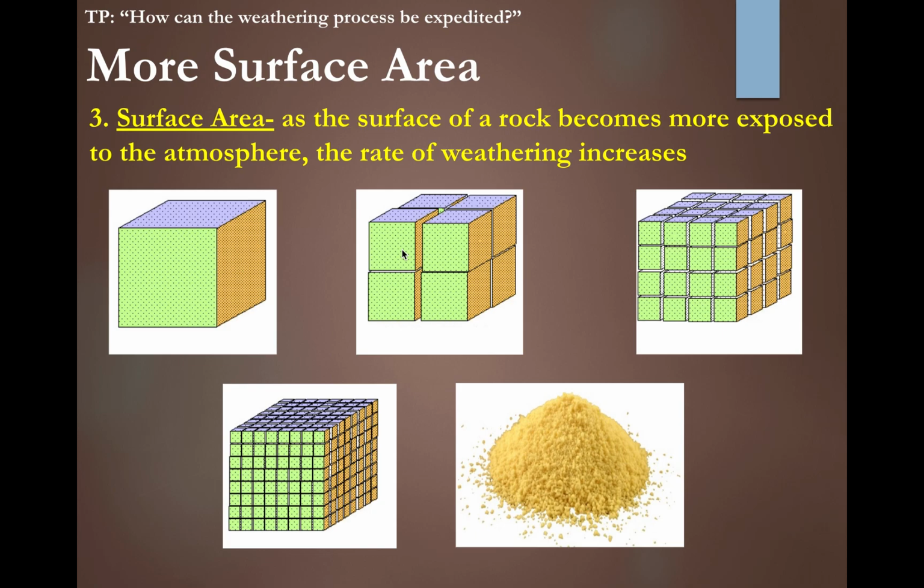Surface area. As the surface of a rock becomes more exposed to the atmosphere, the rate of weathering increases. So we have a whole block that can get broken up into other pieces, and again, you're exposing new surfaces for weathering to occur. You break this apart even more, exposing even more surfaces. Break this up even more, exposing more surfaces. And then if you break this up into a fine powder, many flat surfaces, and much smaller than the original mass.